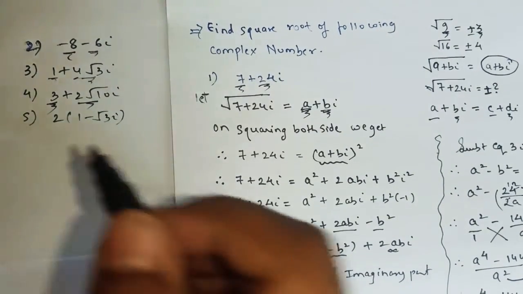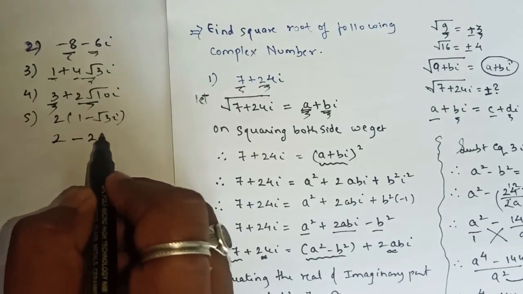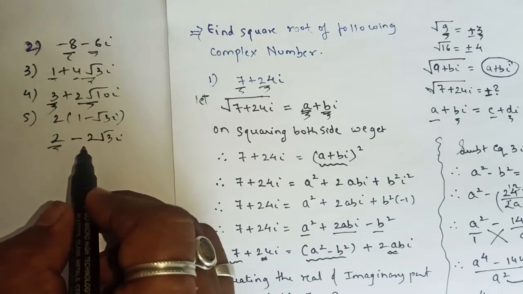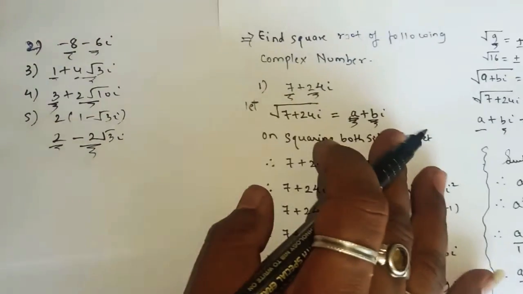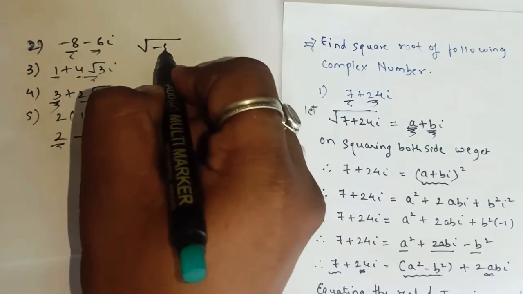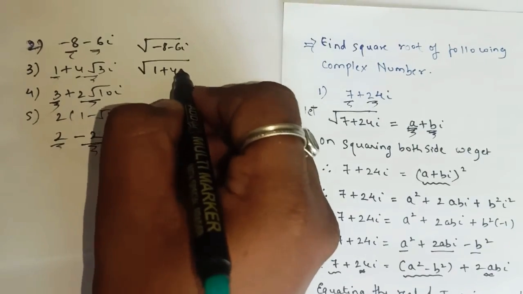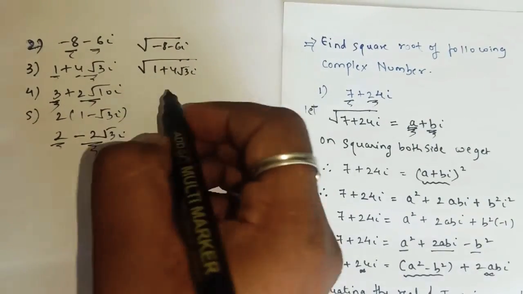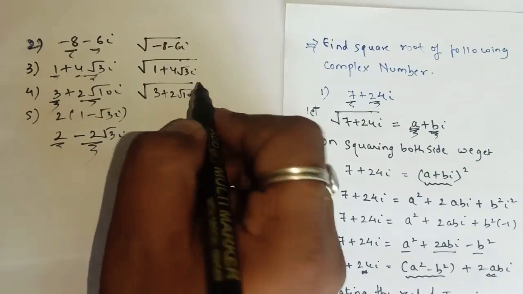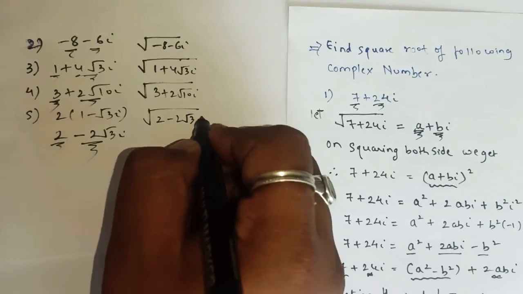Yes or no? And for this question, open the bracket, so here you will get 2 minus 2 root 3i. So here the value of a will be 2 and the value of b will be minus 2 root 3i. In short, you have to find the square root of minus 8 minus 6i. For this, the square root of 1 plus 4 root 3i. For this it will be 3 plus 2 root 10i. For this it will be 2 minus 2 root 3i.